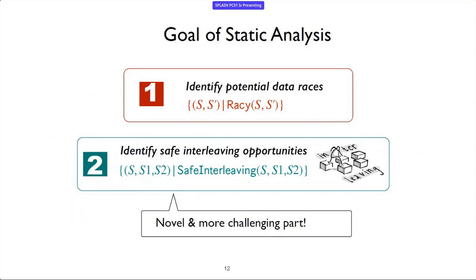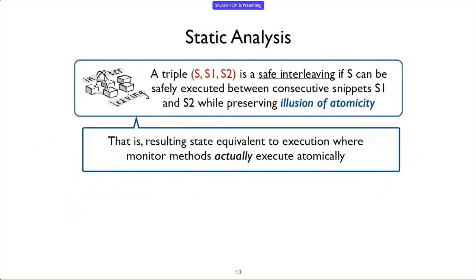So among these two problems, the identification of potential data races, there is a lot of work on this topic. This is a fairly well understood problem in the literature. So I'm not going to focus on the detection of data races piece. But the main novel, and in my opinion, the more challenging part of the problem is how we identify safe interleaving opportunities. So that's what I'm going to focus on in the context of our static analysis.